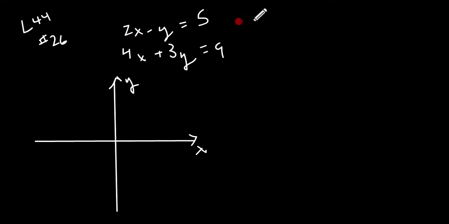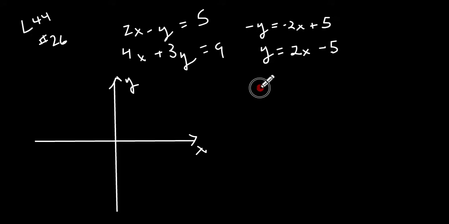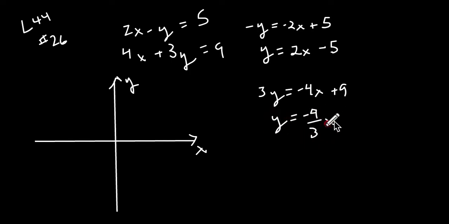So we are going to solve both of these for y. So we're going to get negative y equals negative 2x plus 5. Divide everything by negative 1, and we have it in slope-intercept form. So it's going to be y equals 2x minus 5. All right, that's the first one. The second one, we're going to get 3y equals negative 4x plus 9. Divide everything by 3. We get y equals negative 4/3 x plus 3. So we're going to graph these two lines, this one and this one.